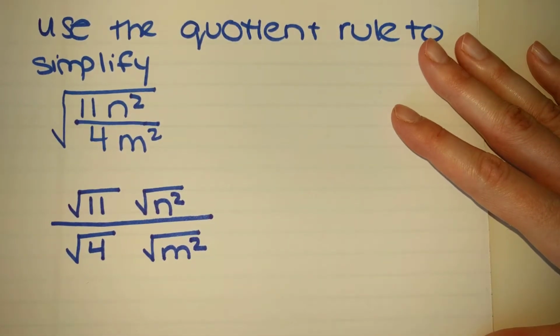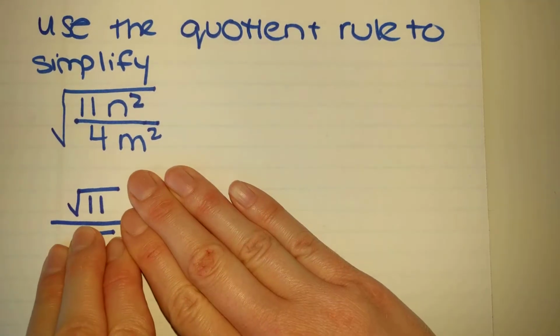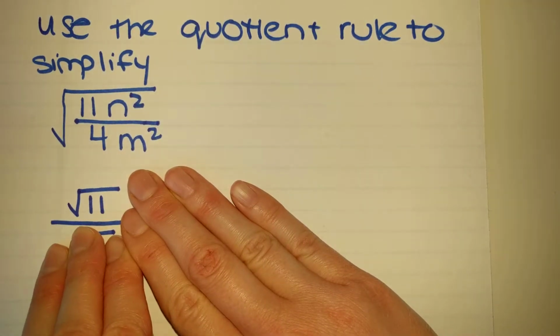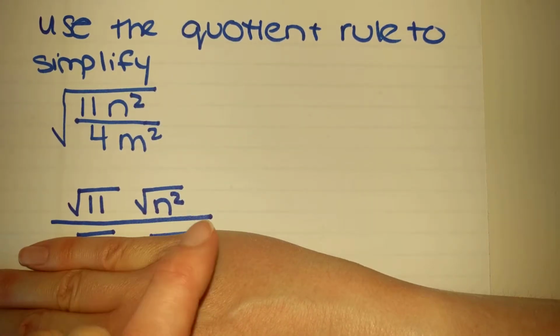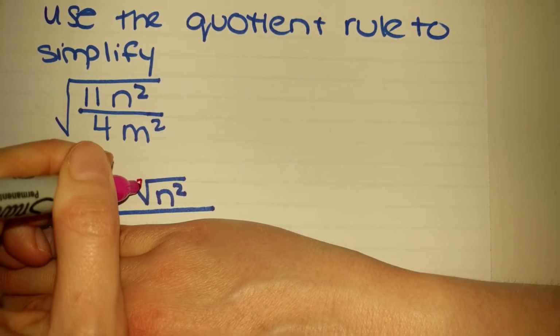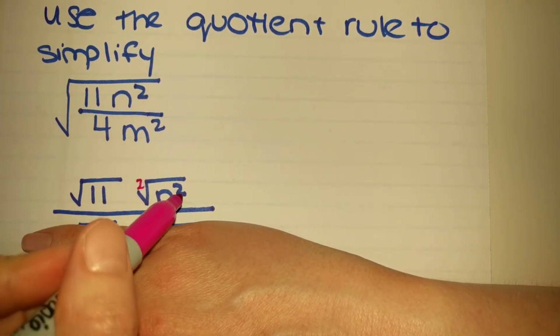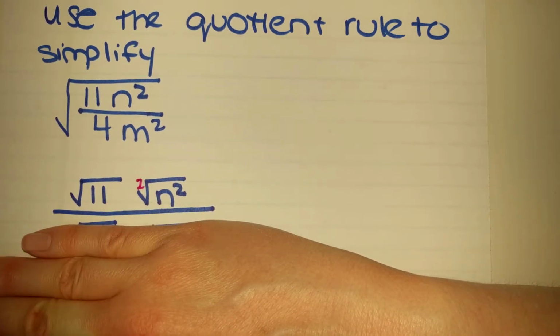Now, as we deal with each individual piece, the square root of 11 is a prime number. So square root of 11, there's nothing to simplify there. So then you go to the square root of n squared. Now, one thing to notice is that the index here is 2 and the power is 2. So whenever that happens, the index and the power will cancel.